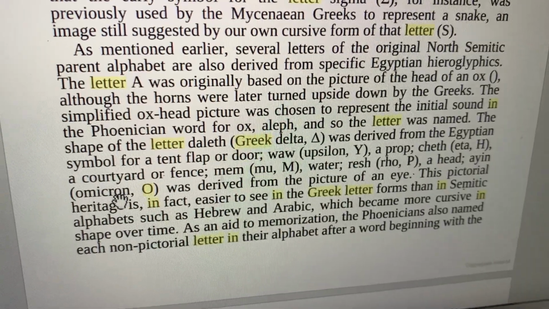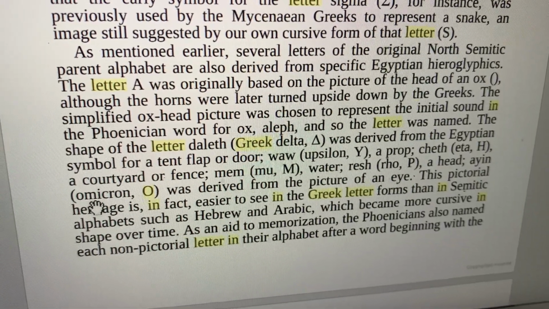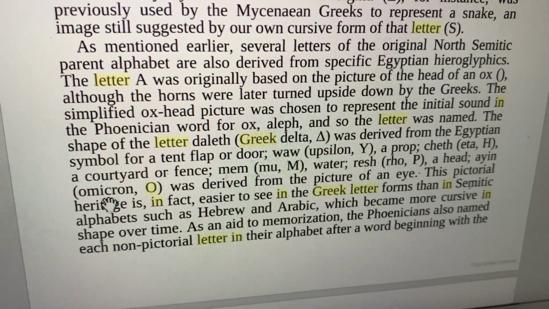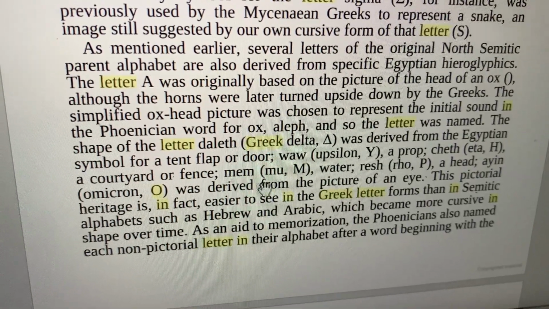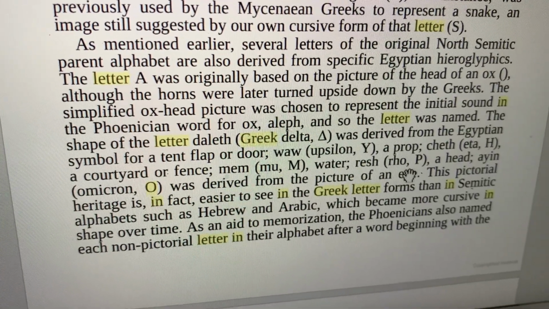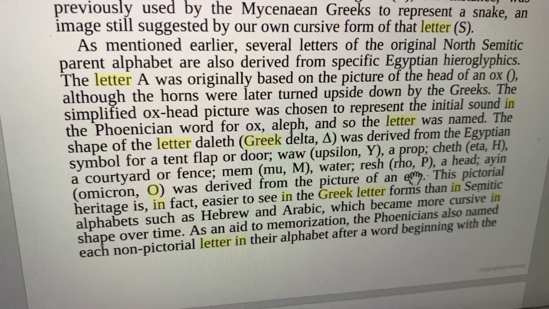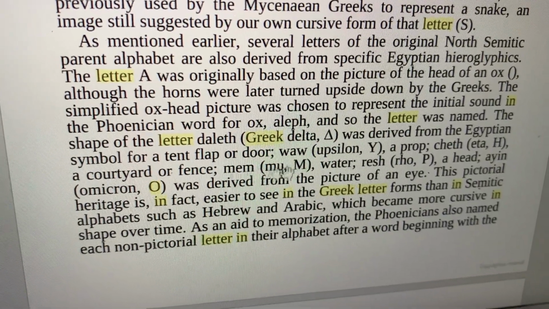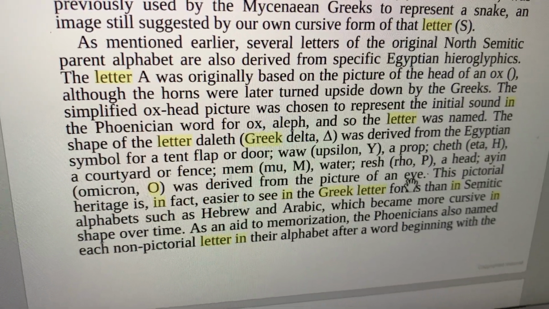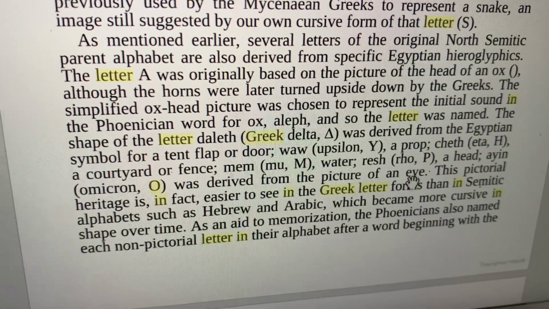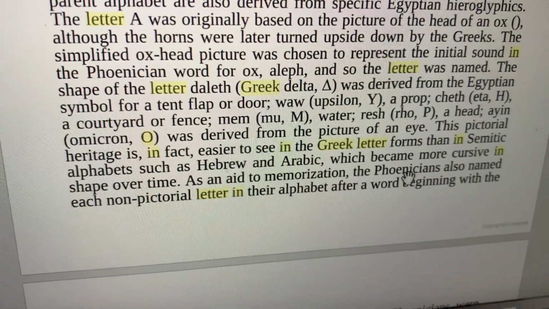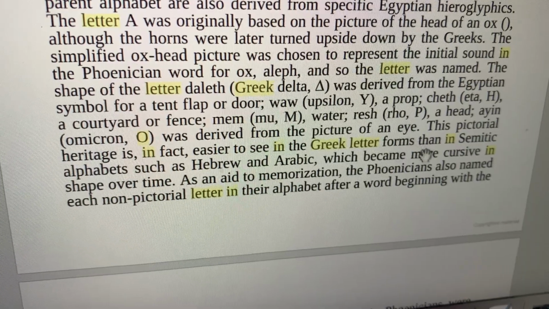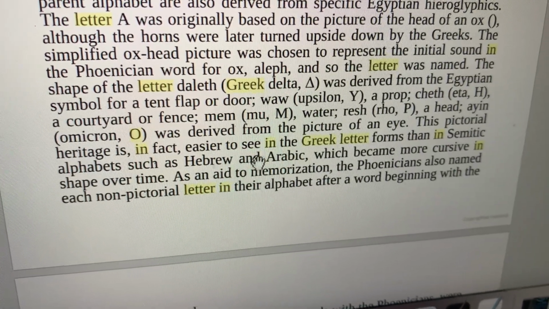We know this one right here, I'm not going to say it, right? The O, the con, right? Was derived from the picture of an eye. I'm trying not to get the algorithm to know what I'm saying. So it's derived from the picture of an eye. Interesting, right? It's interesting they're picking that one. So let's see if it says anything.